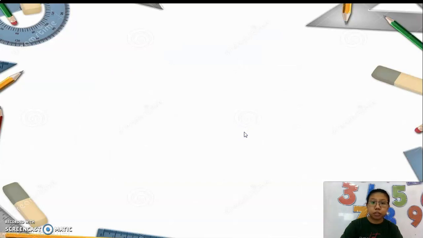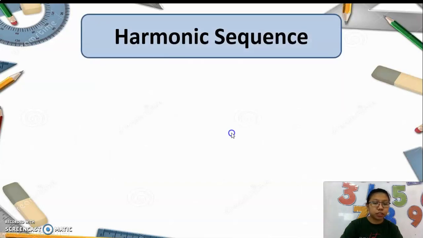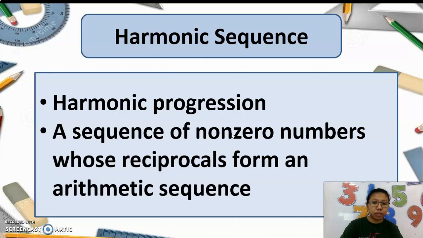Okay, so let's talk about harmonic sequence. So what is harmonic sequence? Harmonic sequence is also known as harmonic progression, and it is a sequence wherein it is the reciprocal of the arithmetic sequence. Okay, so always remember that harmonic and arithmetic sequence are reciprocal.